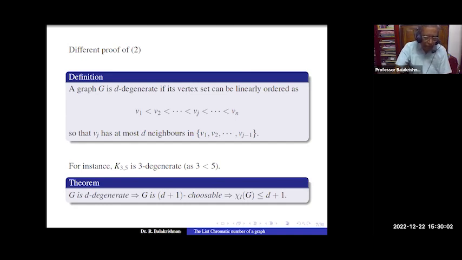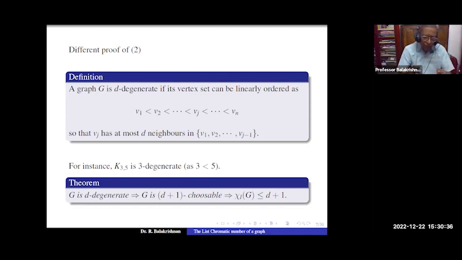If D is degenerate, then that means D is D plus 1 choosable. Why? Because imagine that you have a bag of D plus 1 colors at each vertex. Suppose you start coloring the vertices from left to right.